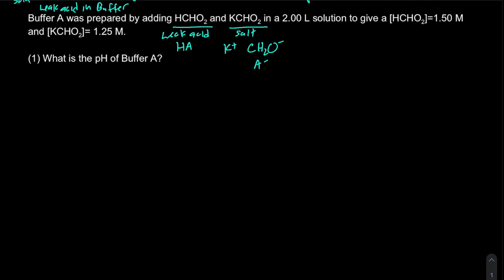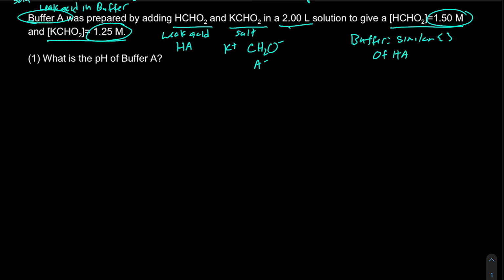And we're told that this was done in a 2-liter solution where we have a certain concentration of our formic acid and a certain concentration of the formate ion from our potassium formate. An important thing to notice is that we have a pretty good amount of each of these, or similar concentrations of each. That is a good hint to us that this will be a buffer solution, even though we are already told it's a buffer, because we have similar concentrations of our acid and our conjugate base. Not the same, but similar enough that we can see we're going to have significant amounts of those.